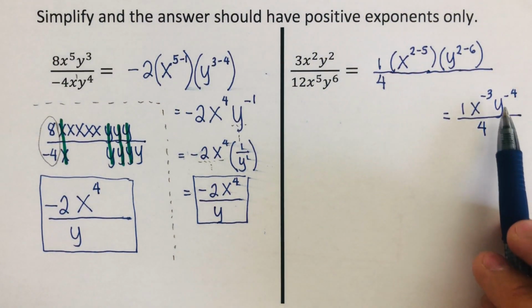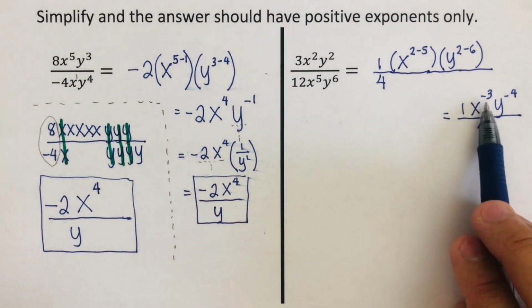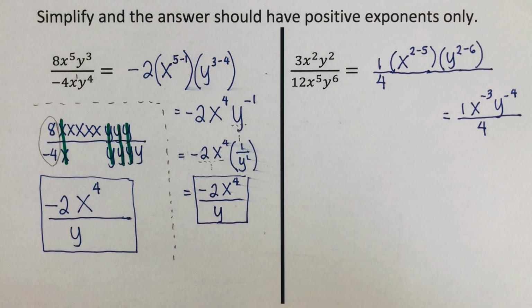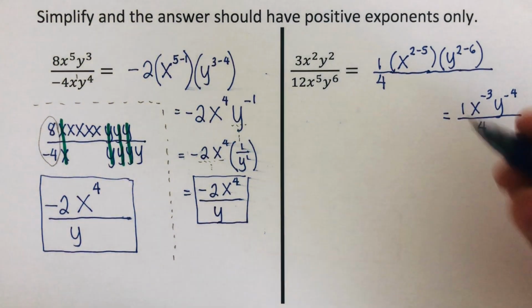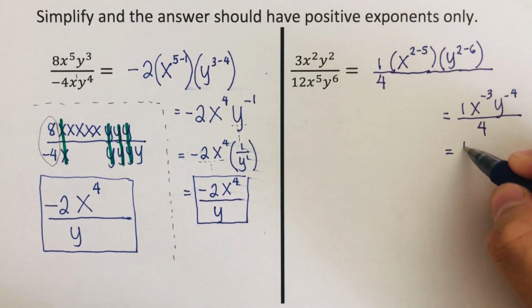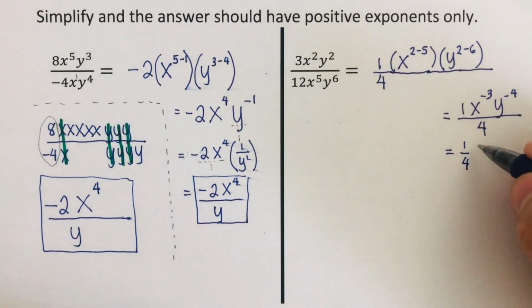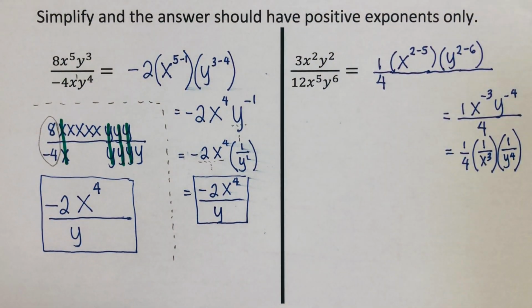Now it says that we need to have a positive exponent, so we're going to make this positive. Again, in order to make them positive, we move it, or we flip the fraction. So this would come out 1 over 4. This x to the third can be written as 1 over x to the third. And then this y to the fourth can be written as 1 over y to the fourth. Again, once we flip the fraction, because this one has an invisible denominator of 1.